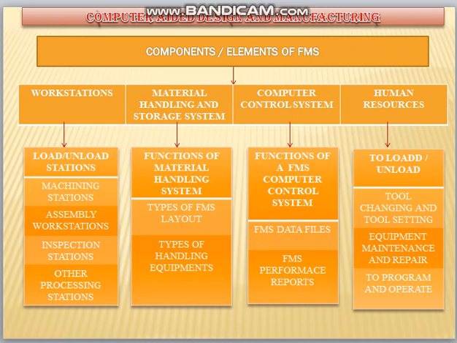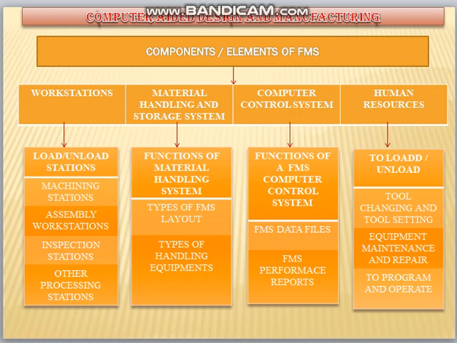Next one is the inspection station. Inspection can be done at a specific inspection station or at machining workstations. There are three methods of inspection. The first one is CMM, that is, coordinate measuring machines. The second one is a special inspection probe. The third one is machine vision. Then moving on to the other processing stations, sheet metal processing and forging processing are carried out.